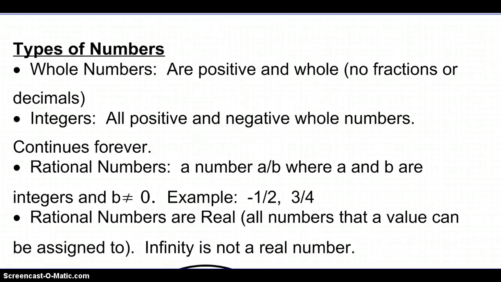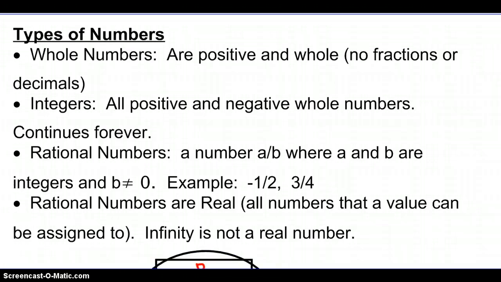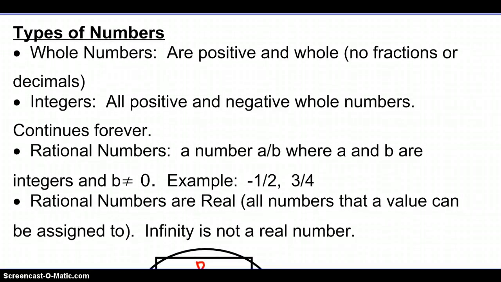The first are whole numbers. Whole numbers are positive and whole. That means there are no fractions or decimals involved. For example, 1, 2, 3, 4. 0 is also considered a whole number. There are also integers. Integers are positive and negative, but are whole numbers. So integers could be -3, -2, -1, 0, 1, 2, 3, and so on.